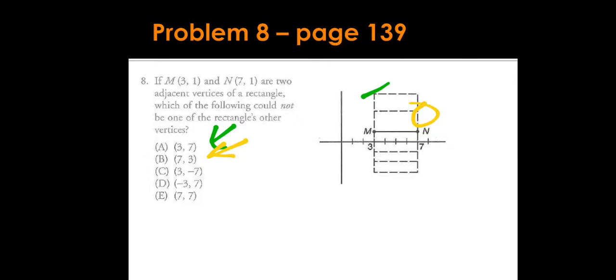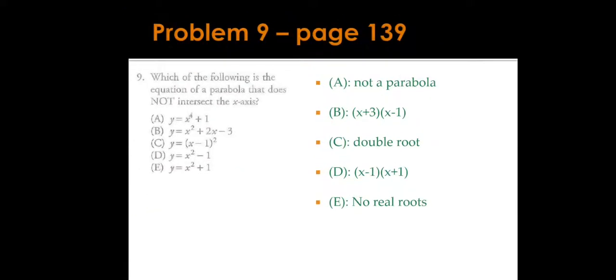We take a look at the third option, which is (3, -7). So this is 3 and this is -7. So it could be down here, which is also possible. Option D, which is (-3, 7), is somewhere here. So this cannot be a vertex. So the correct answer, for which of the following is not one of the rectangle's other vertices, is option D, (-3, 7).